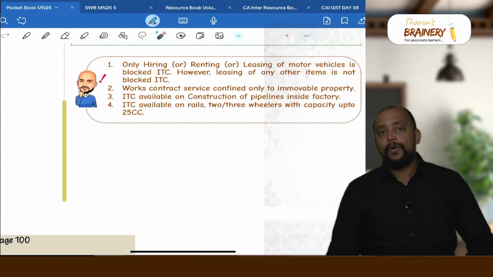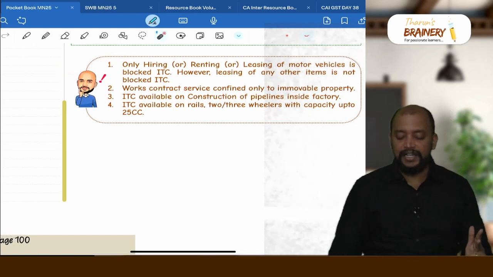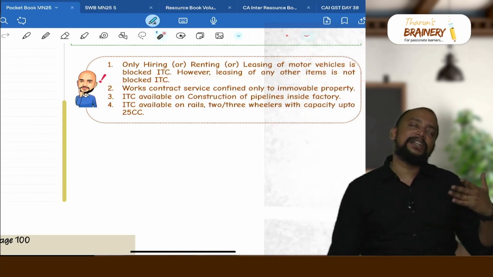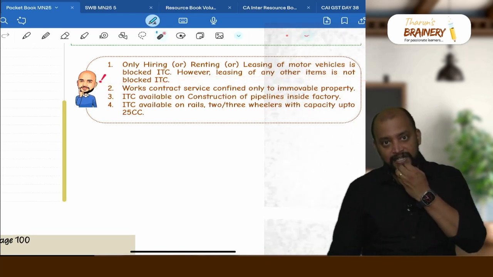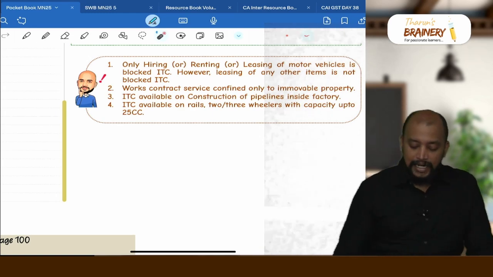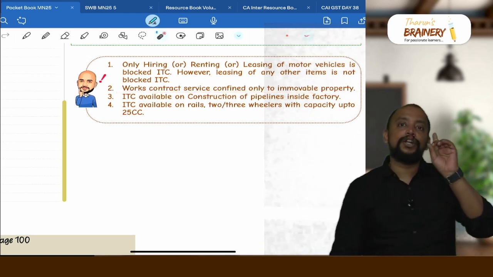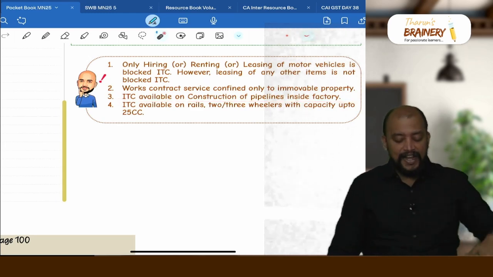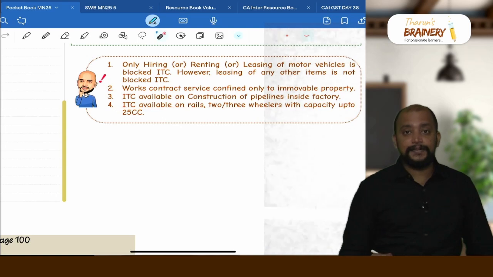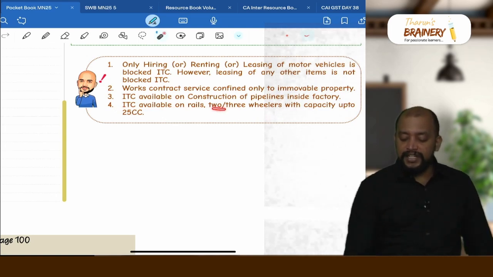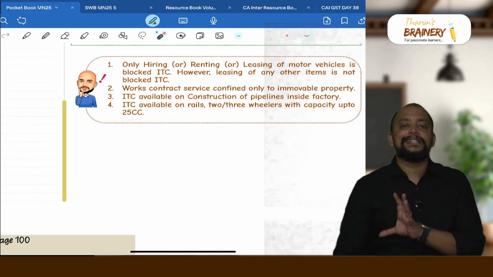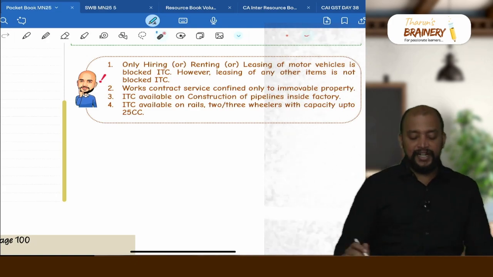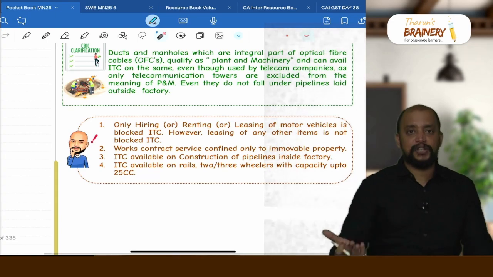Then, point number one: only hiring, renting and leasing of a motor vehicle is blocked ITC. However, leasing of other items is not blocked ITC. For example, leasing of furniture, leasing of any infrastructure or building, that can be taken as ITC. Works contract service is confined only to immovable property. ITC is available on construction of pipelines inside the factory. ITC is available on rail and train purchases, or two or three wheelers with a capacity up to 25 cc. Because beyond 25 cc is a motor vehicle, up to 25 cc is not a motor vehicle, so definitely they can take ITC with respect to that. These are some special points.